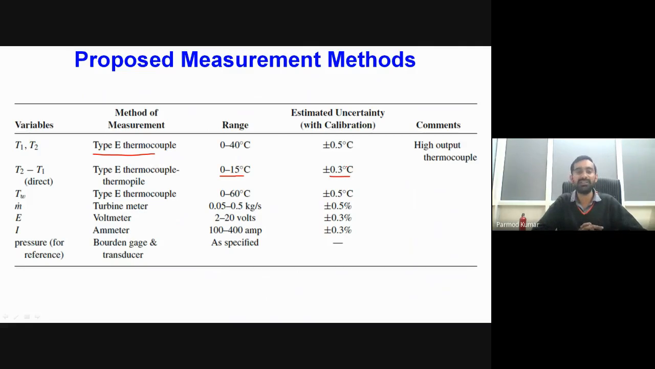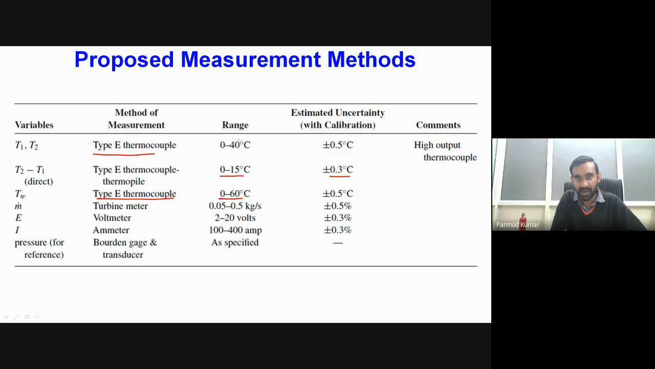So it means if we are using the direct measurement of difference in temperature at inlet and outlet using the thermopile, then we will have lesser uncertainty in our measurement of temperature. For wall temperature, obviously that's a single quantity, so we cannot use a thermopile. Once again, what we will be using there is thermocouples, and the range of measurement we are considering is 0 to 60 degrees.